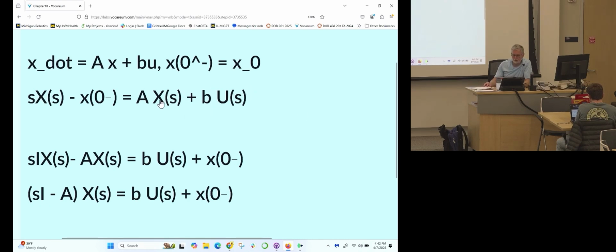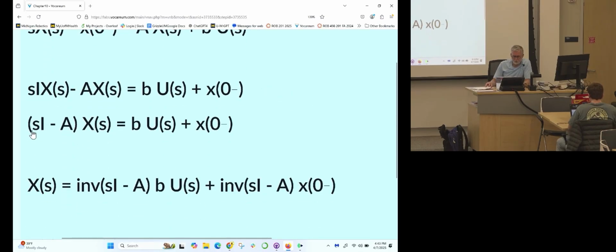We want to solve for X of s. Well, bring all the x's to the left and put everything else on the right. So s times the n by n identity, I'm going to write that as X of s minus A X of s equals B U of s plus x0 minus. And the reason to put the identity in here is so I can factor out X of s and have it make sense. This is an n by n matrix. The identity is an n by n matrix. Identity times the scalar s is n by n, so this is all n by n.